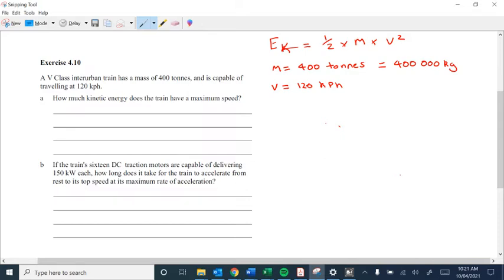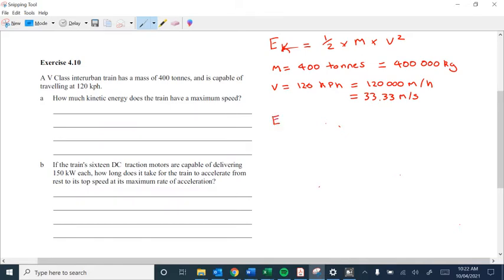Again, not an SI unit, so it needs to be meters per second. We can times that by 1,000 to get it to meters, so 120,000 meters per hour, and then divide it by 60, and then by 60 again to get it to meters per second. So 120,000 divided by 60 divided by 60 is equal to 33.33 meters per second.